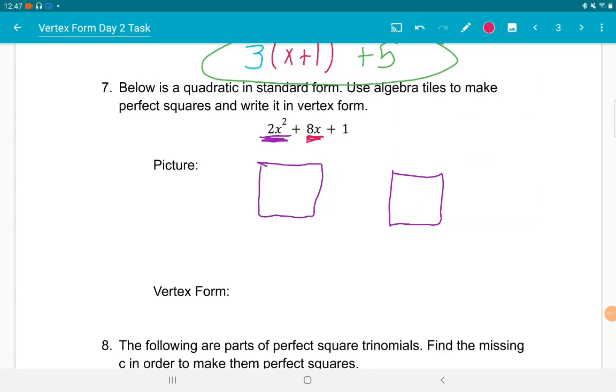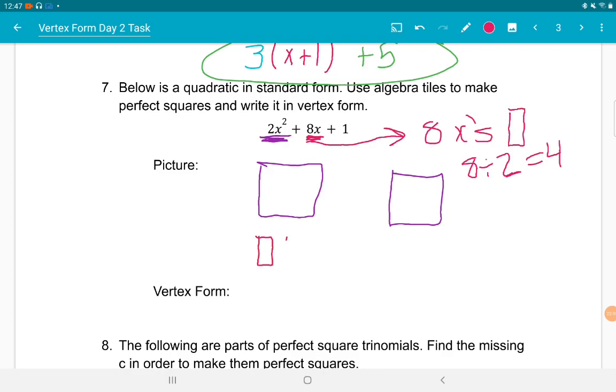Now, what we're going to do is we're going to divide the 8x, and I'm not going to draw them all just for sake of time. We've got 8 x's on this one. Those are the long, skinny ones like that, right? I'm going to divide those up between the 2 squares that I have. So I'm going to do 8 divided by 2 because I have 2 squares, telling me I need to put 4 x's on each square, okay? So I'm going to put 4 on each square.